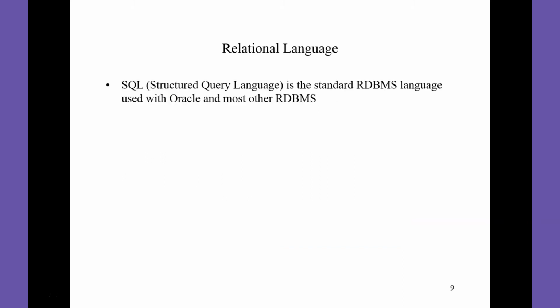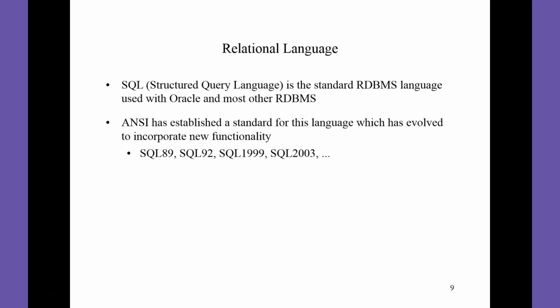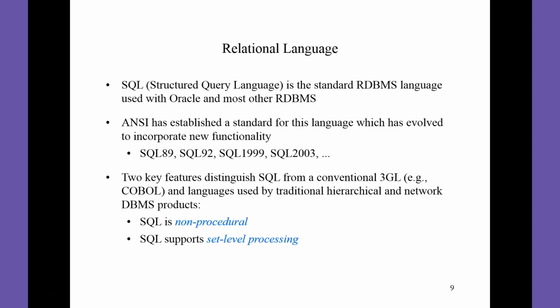The language that we use to work with relational database systems is called SQL, the Structured Query Language. This is used by almost all relational database systems. In fact, there's an ANSI standard that establishes the syntax and the functionality of the language. There are two key characteristics that we want to be aware of when we examine SQL as a language. It's quite different from traditional third-generation programming languages.